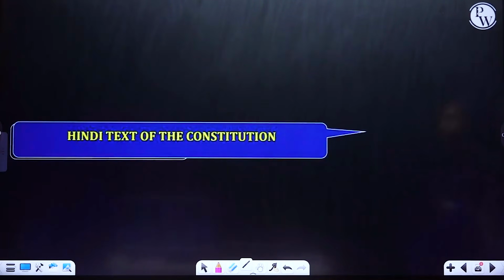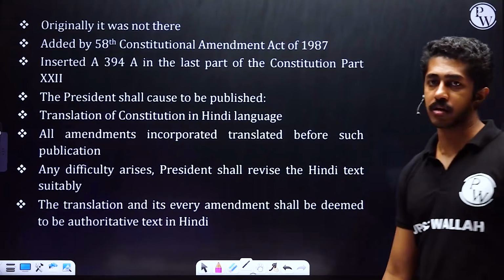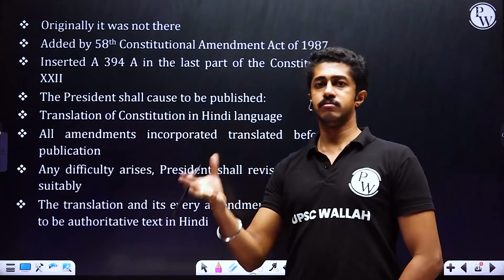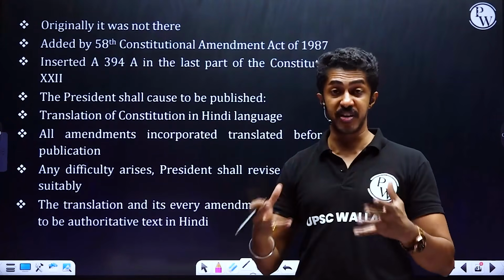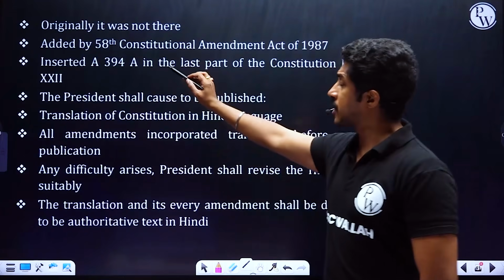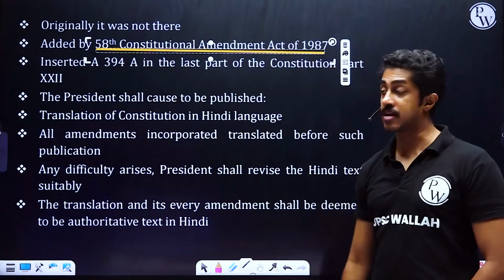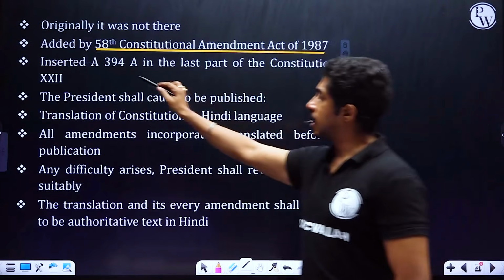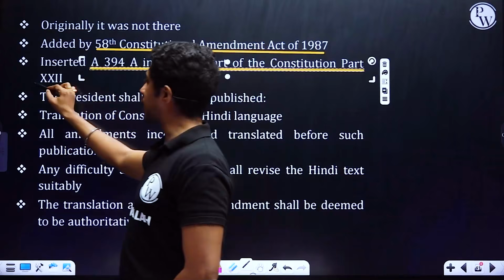All right, people. Hindi text of the Constitution. Originally, it was not there. Like I told you, lawmakers, well versed in the Indian language, comfortable in the Indian language, they made it in English only largely. Added by the 58th Constitutional Amendment Act of 1987. Inserted Article 394A in the last part of the Constitution, Part 22.